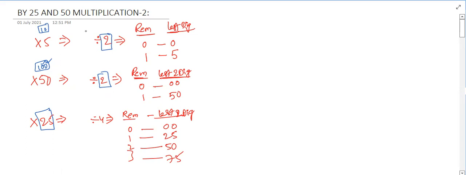Okay. Next, in the same way, tell me. 5 completed, 25 completed, 50 completed. Next, multiplication by, suppose, 250. Any number, instead of multiplying by 250, what can we do? Divide by 4. Yes, divide by 4 and add 3 zeros. Based on the remainder, we have to keep how many digits?